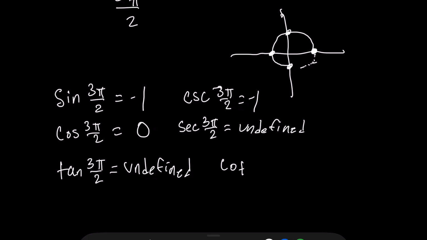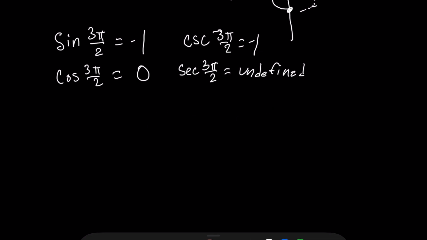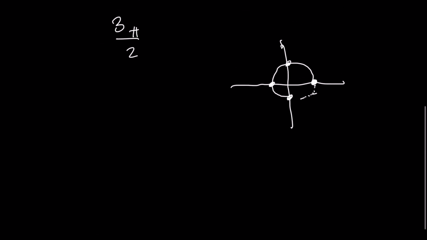And then cotangent at 3 pi over 2 is actually not undefined, because cotangent is cosine over sine, so 0 over negative 1. So it's actually 0. Okay.